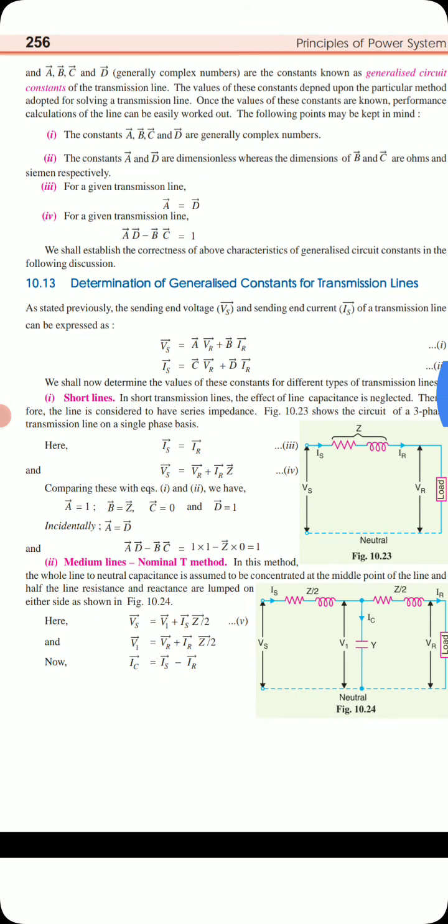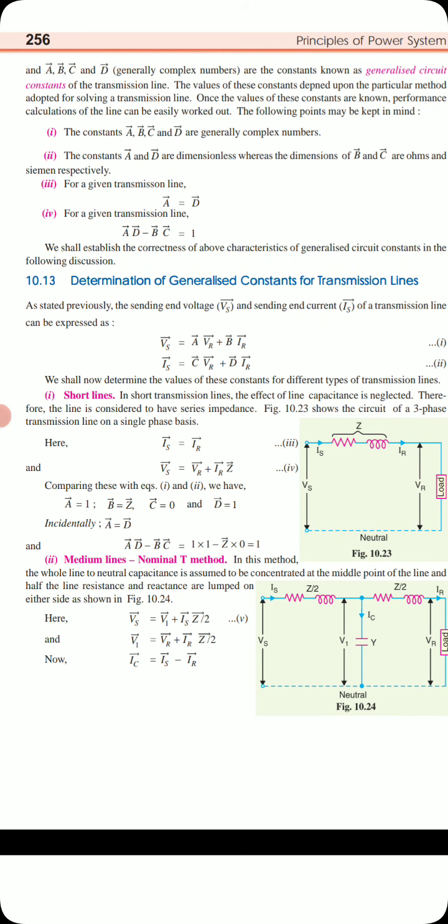Now we will see the short transmission line. So I will recall the equations of the short transmission line. We know that Vs is equal to VR plus IR Z, and Is is equal to IR. You can recall, otherwise if you are not getting it, just see this figure 10.23. Vs, Is flows, and Z is there. IR is same as Is. VR is the voltage across the load. Then Vs is equal to IR Z plus VR. So these equations you have to compare with equations 1 and 2, that is the Vs and Is equations.